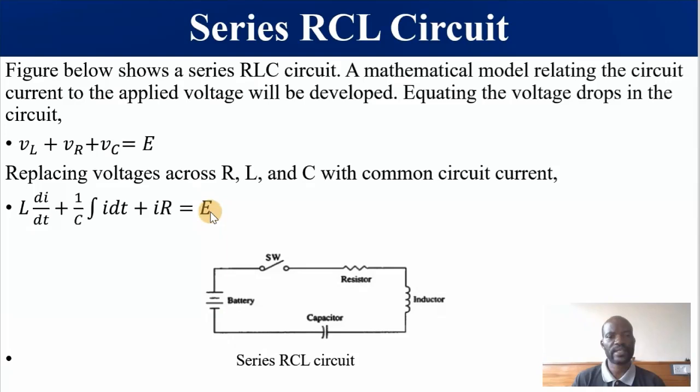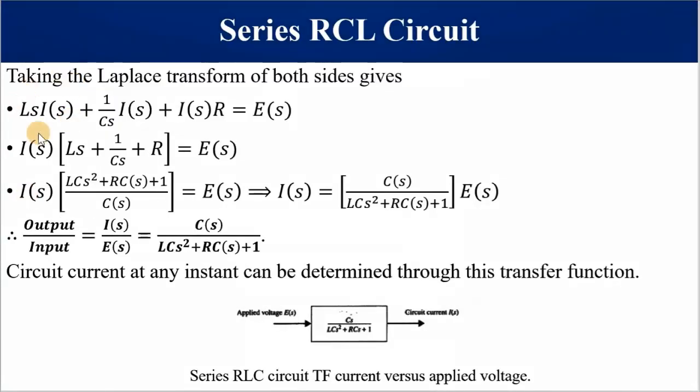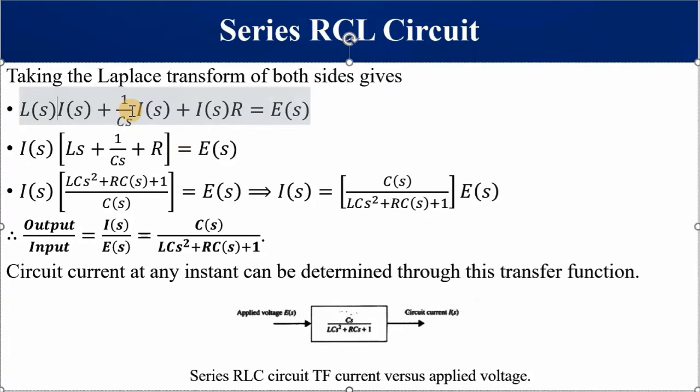Let us proceed and see how we are going to deduce the transfer function. This is the Laplace transform for the voltage across the inductor, the Laplace transform for the voltage across the capacitor, and also the Laplace transform for the voltage across the resistor. This must be equal to the Laplace transform of the applied voltage. If we factor out I of S, this is what remains in the brackets. If we find the common denominator, this is going to be our numerator, and this must be equal to the Laplace transform of the applied voltage.